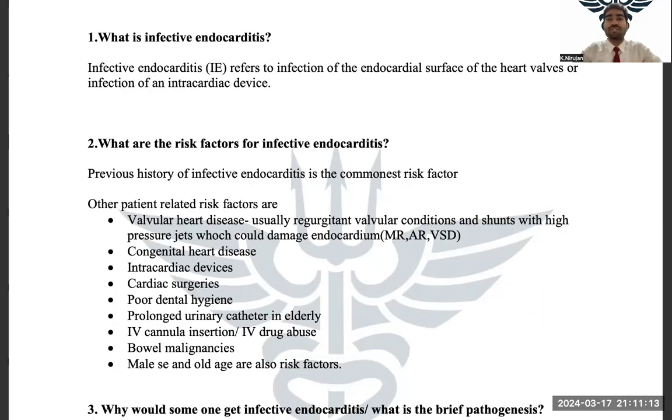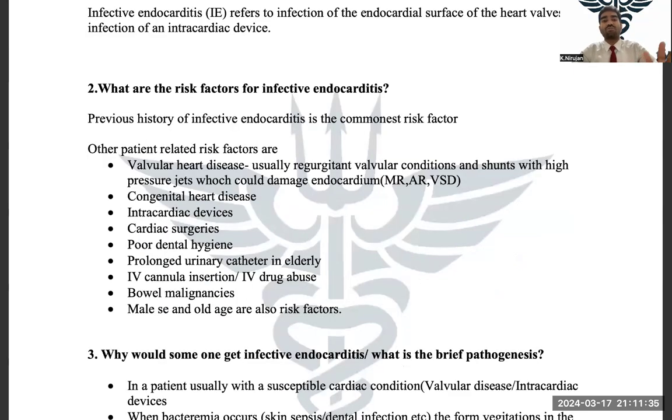So bowel malignancies predispose a person to get Streptococcus bovis infections. Okay. So Streptococcus bovis infections are very common with bowel malignancies. Okay. Some people do say that it's Streptococcus gallolyticus. So I mean the names vary, but that is also commonly questioned. And yeah, there's a printing mistake. Sorry about that. Male sex and old age are also risk factors.